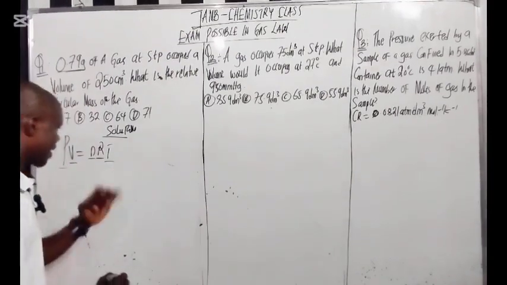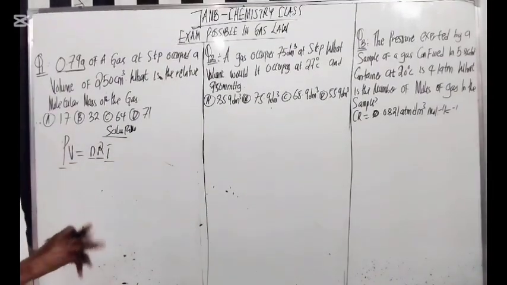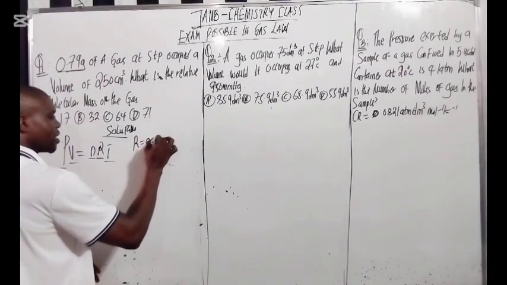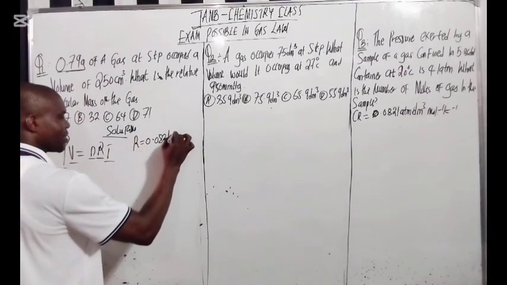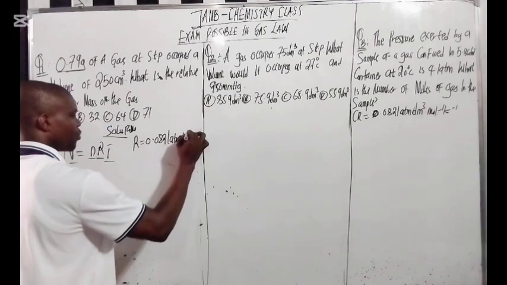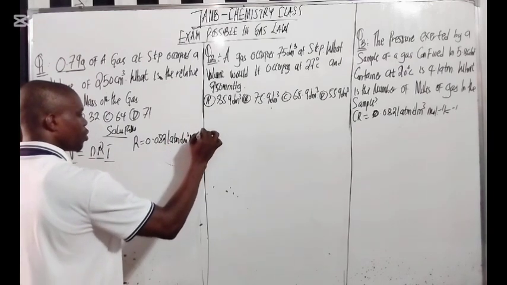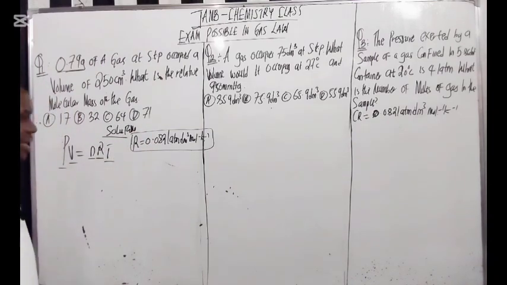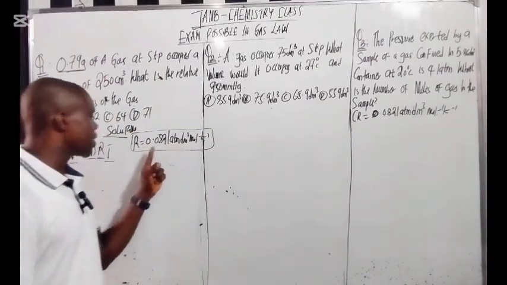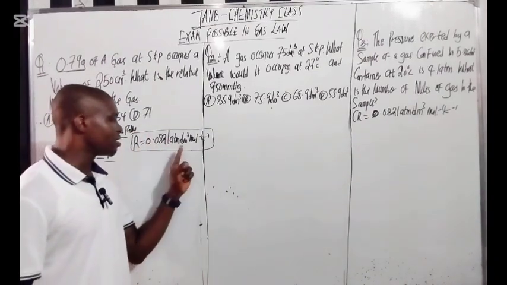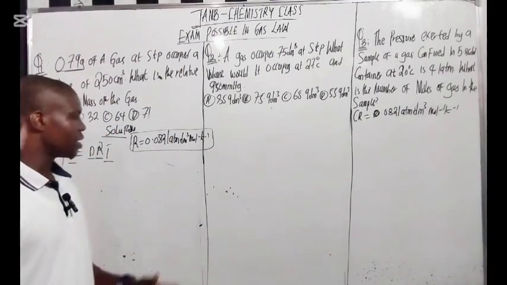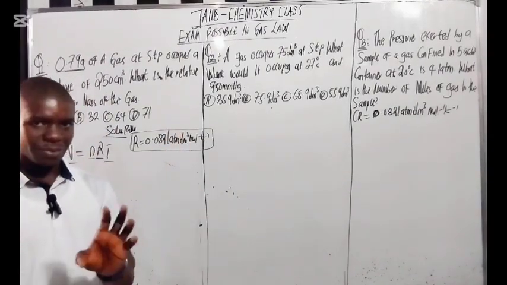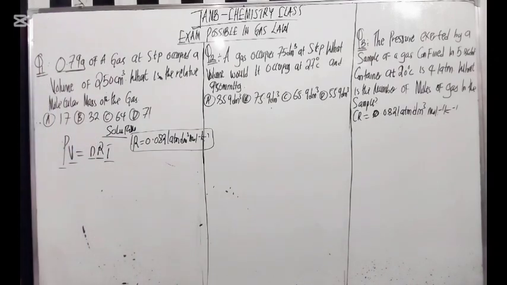Now, when you talk about the ideal gas equation, there's a constant. This R is a constant, which is 0.0821 atm dm³ per mole per Kelvin. Always keep this in your mind when you're solving ideal gas questions. In some cases, you see it as liter. dm³ and liter are the same thing. So let's have a question here.